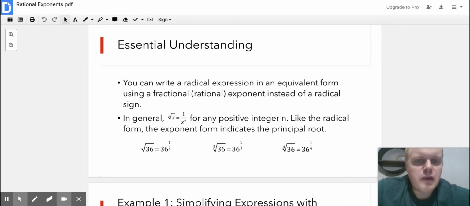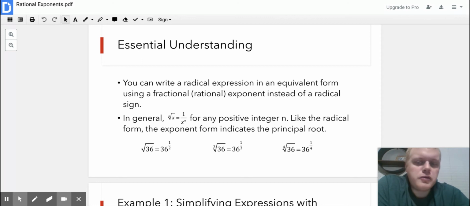You can write a radical expression in an equivalent form using a fractional or a rational exponent instead of a radical sign. So in general, if we have the nth root of x, that also equals x to the 1 over n. So whatever type of radical we have, whether it's a square root, a cube root, a fourth root, or more than that, whatever type of radical that is, that's the power that it's going to end up being as well for any positive integer n. Like the radical form, the exponent form indicates the principal root.